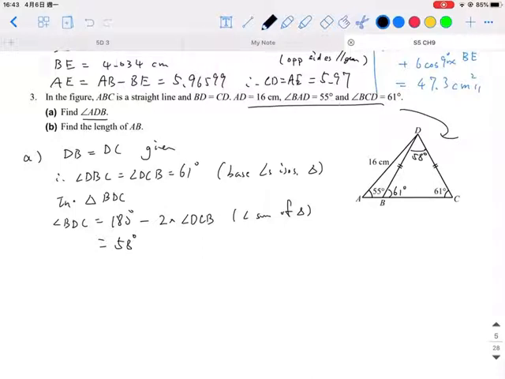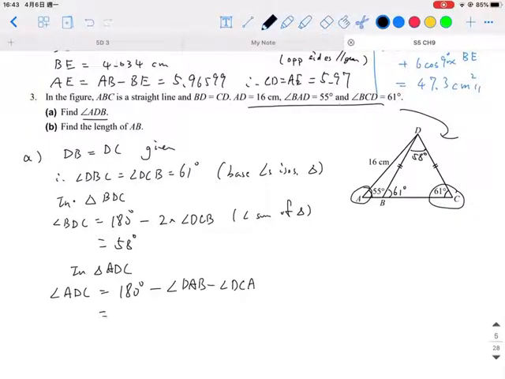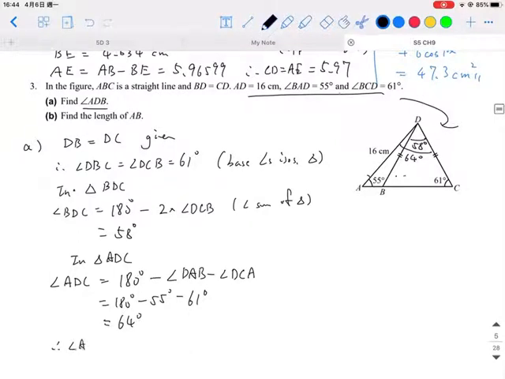And the third step, I consider a large triangle ADC. So our target is to find angle ADC. It's easy because of the angle sum of triangle. ADC is equal to 180 degrees minus this one, A, and minus this one, C. So you will get 180 degrees minus 55 degrees minus 61 degrees, and you will get 64 degrees. Okay, so I can find the value. This one is 64. So angle ADB is equal to angle ADC minus angle BDC, which is equal to 64 degrees minus 58 degrees, equal to 6 degrees. So we finished part A. And for part B, find the length of AB, this one.